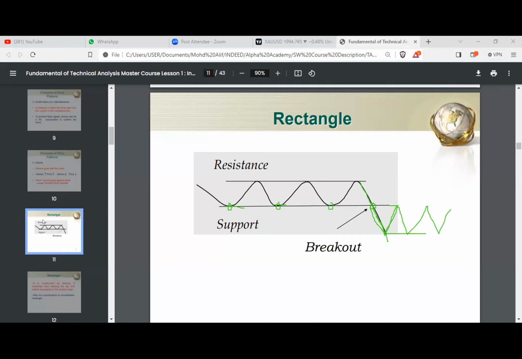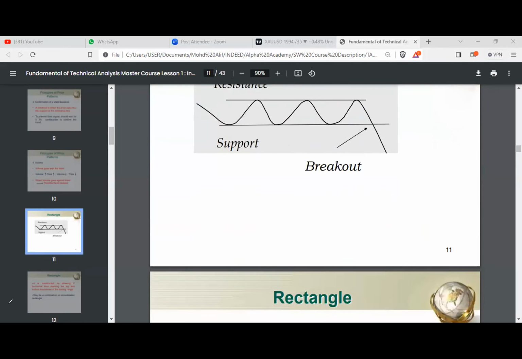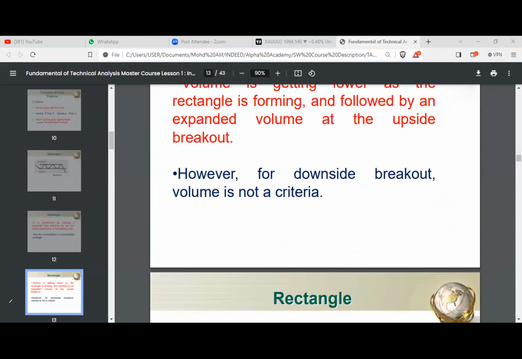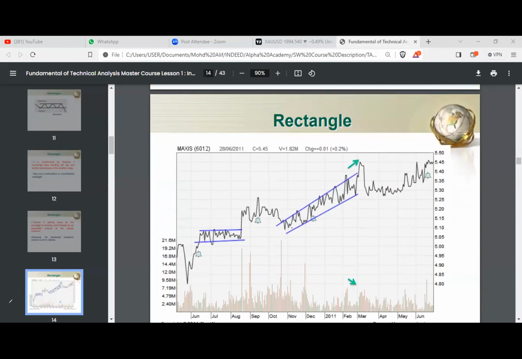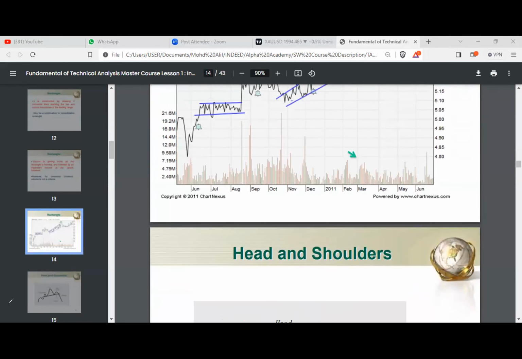Okay, the next one is this is rectangle, very easy. That's why I love rectangle lah. And this one is uprising rectangle, horizontal rectangle.